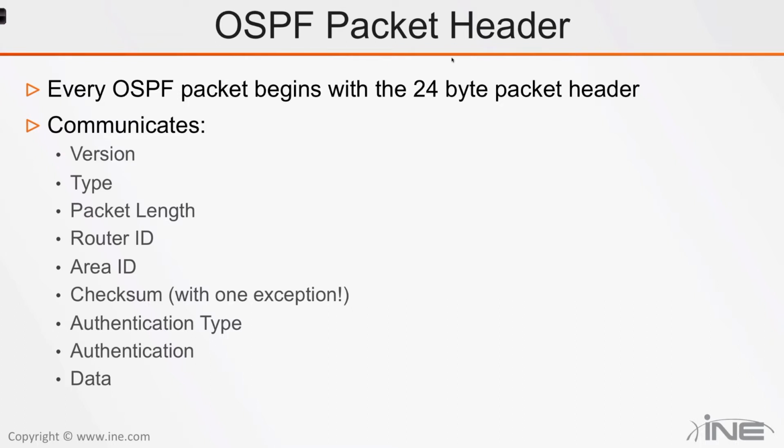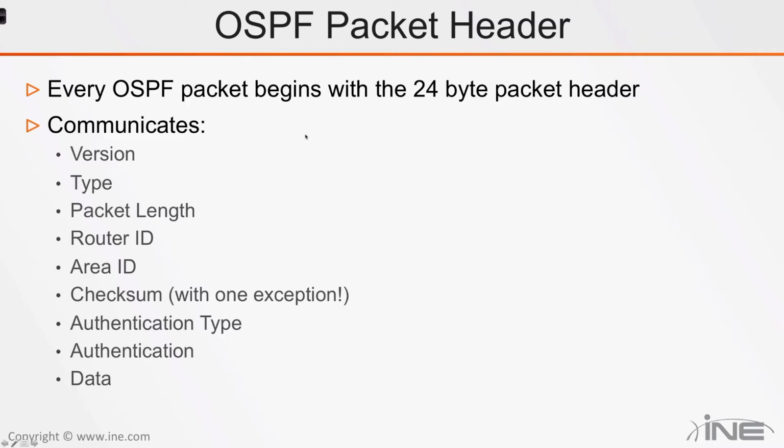We're going to talk about authentication type, and then the authentication data, and then just the data. So what packet type is it carrying? Is it hello data? Is it going to be a link state update? Is it a link state request? That would be the data portion, and that's going to be the variable portion of the packet length. But again, the header is 24 bytes.